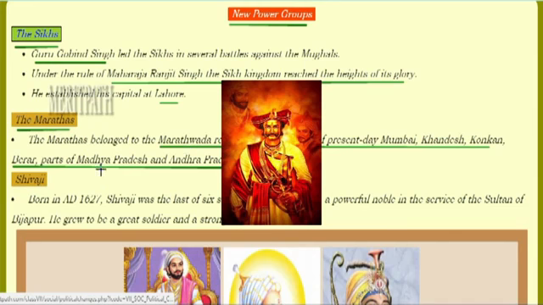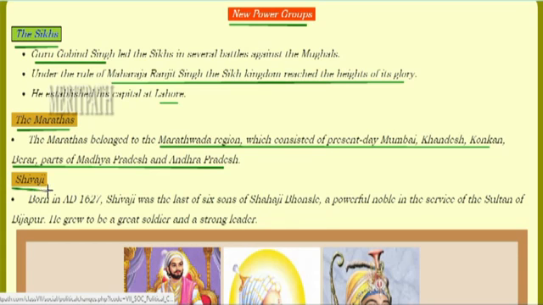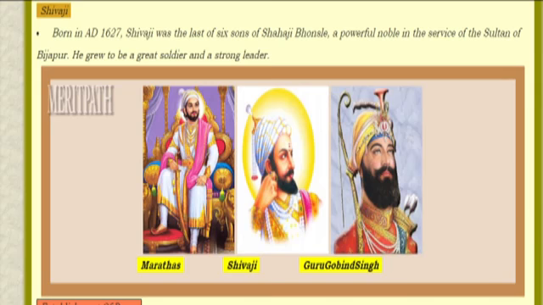Then came the Marathas. The Marathas belonged to the Marathwada region. Marathwada region means present day Mumbai, Khandesh, Konkan, Madhya Pradesh parts and Andhra Pradesh parts. Then came Shivaji. In AD 1627, Shivaji was the last of the six sons of Shahji Bhosle. He was a powerful noble in the service of the Sultan of Bijapur. He was a great soldier as well as a strong leader. So in this image we see the Maratha ruler Shivaji and Guru Gobind Singh.